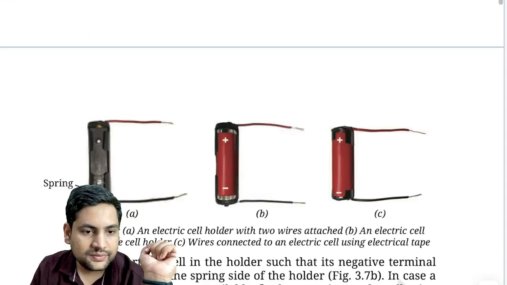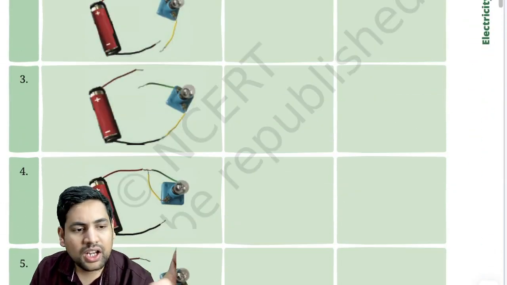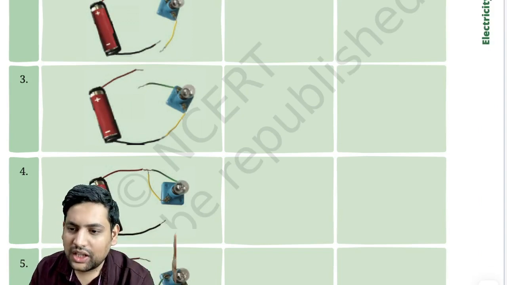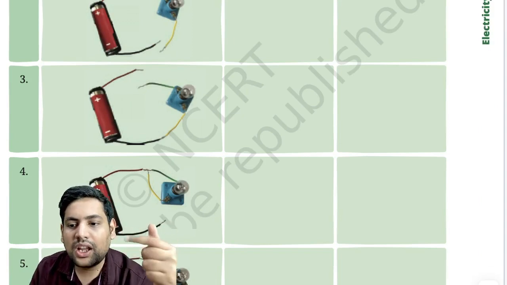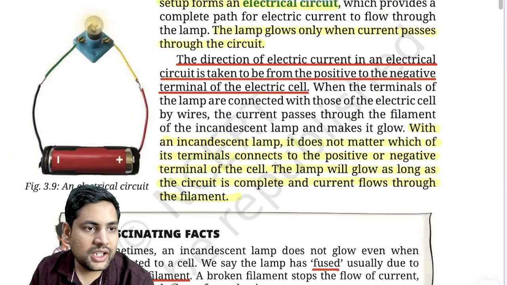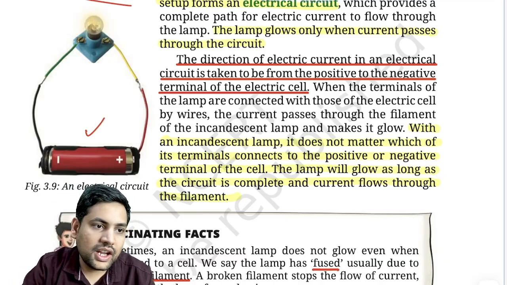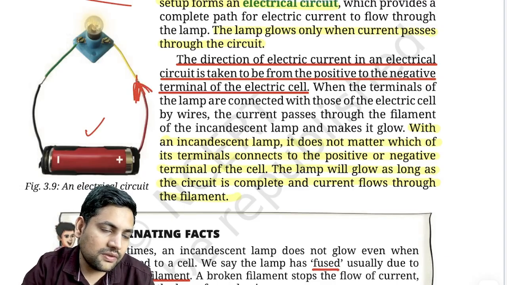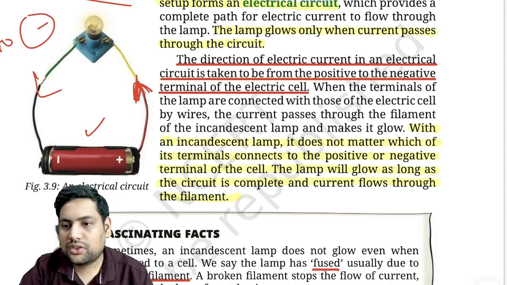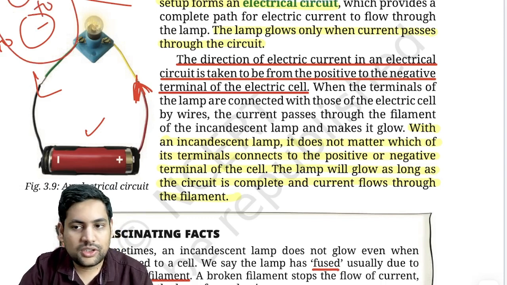Now let's see what happens. You take a battery, and you try to connect it to different kinds of incandescent lamps or LED lamps. What you see here is called an electric circuit. So what are the components? There is a battery, positive, negative, and there is a bulb like this. Now we consider that electricity or current flows in from positive to negative direction. Correct? This is a convention that it flows from positive to negative direction.